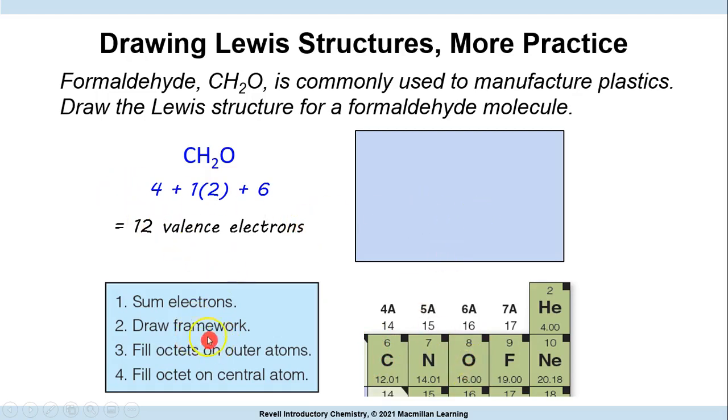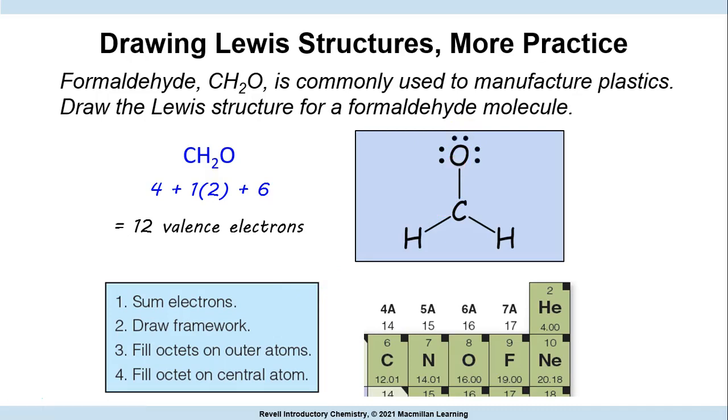So we are now going to draw the framework: carbon at the center, 2 hydrogens and 1 oxygen. Now, hydrogen has already attained its duet, so any other electrons that are left are going to be placed on the oxygen, and if there are any left, we then put them on the central atom. We've used 6 electrons here, since 3 bonds is equivalent to 6 electrons. So we have 6 more electrons, and we are going to put all 6 on the oxygen atom, which is the outer atom.